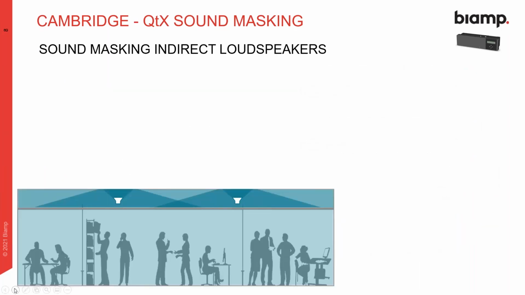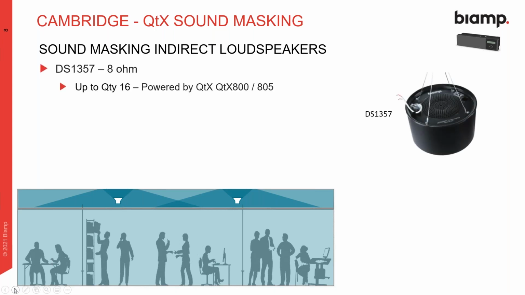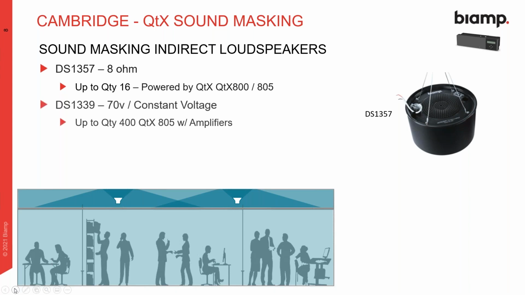Let's quickly walk through the available loudspeakers that we have for sound masking. The current upfiring 8 ohm loudspeaker that we have is the DS1357. Its predecessor was the DS1356, which was a Dynasound SKU. It has been redone and rebranded into a 1357 and labeled as a Biamp. This is our 8 ohm upfiring loudspeaker.